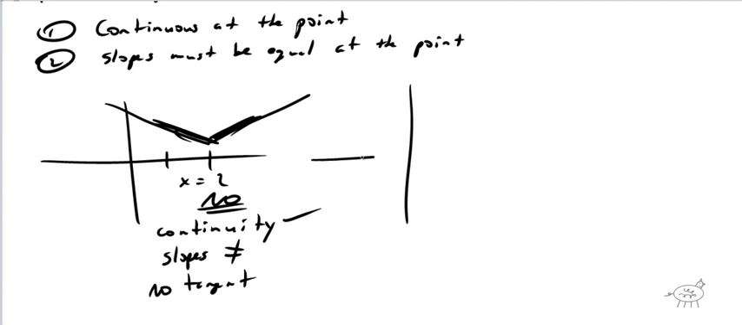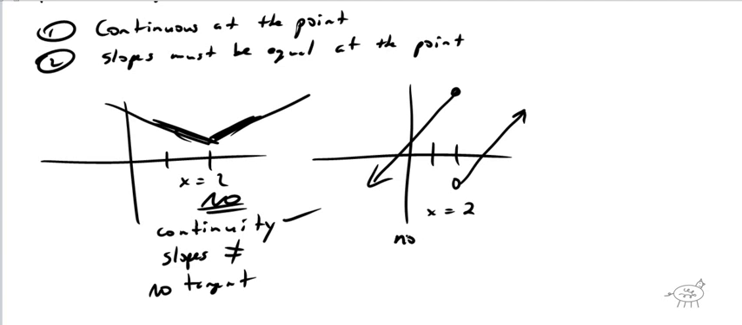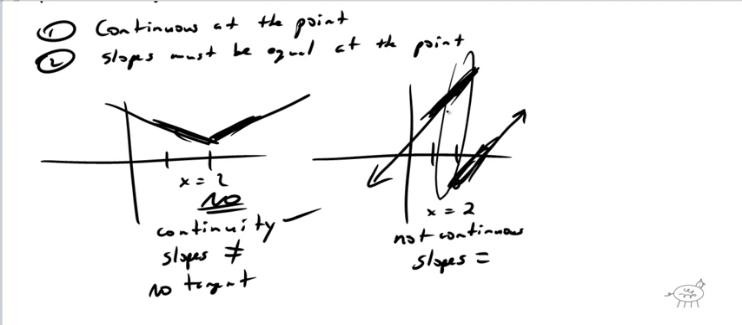Here's another example, at the same x equals 2, where the graph looks something like this and like this. At x equals 2, it is not continuous, but the slopes are equal, because this is a positive slope and this is also a positive slope. But you can see it's got a jump discontinuity, so there's no tangent.